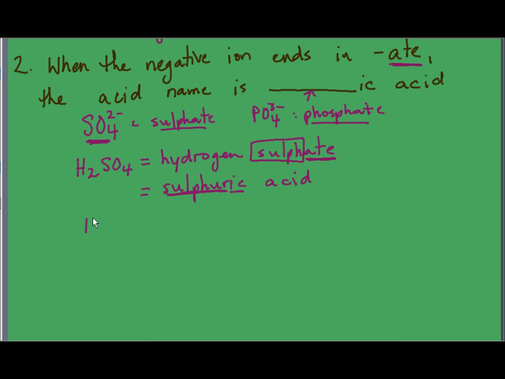So we look at our next example, which is this one here. If we were to take this name, it would be hydrogen phosphate. Again, we see the ATE at the end, so it's going to be blank-ic acid, and this one equals phosphoric acid. Again, it's not phosphic acid, it's phosphoric acid.